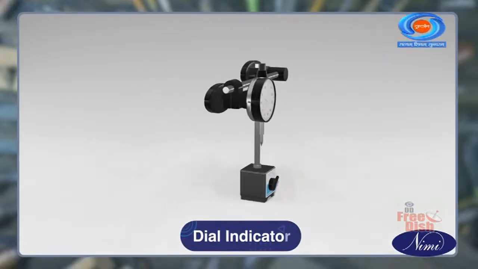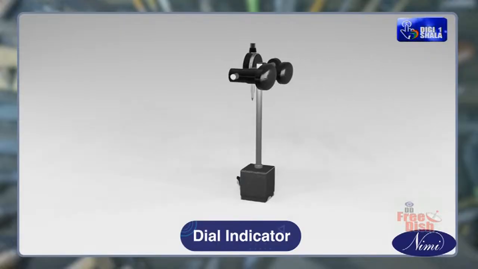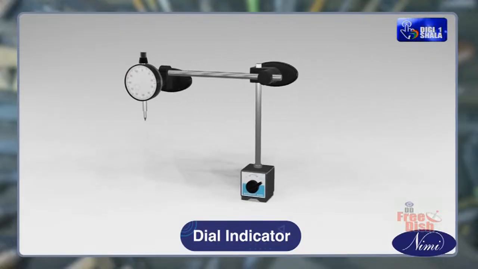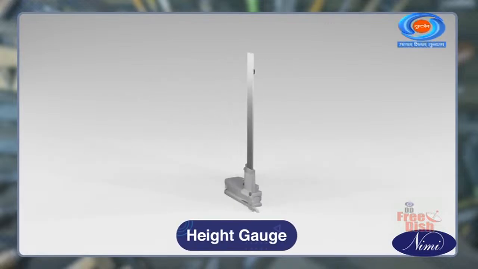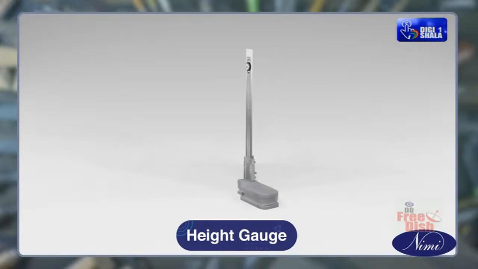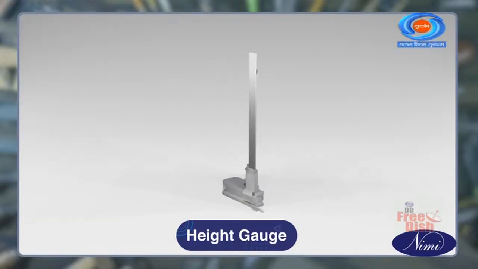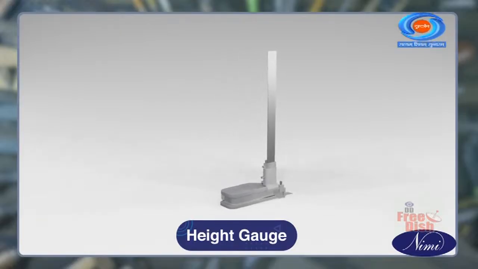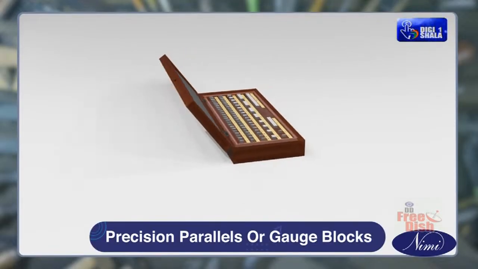Dial indicator. It is a high precision device used to measure surface, parallelism, waviness and angularity with high accuracy. Height gauge. It is a special precision equipment used to measure the vertical height of the job by using a beam, base and scriber. While measuring, the gauge is placed on the surface block, which is used to give datum to the base. Precision parallels or gauge blocks.